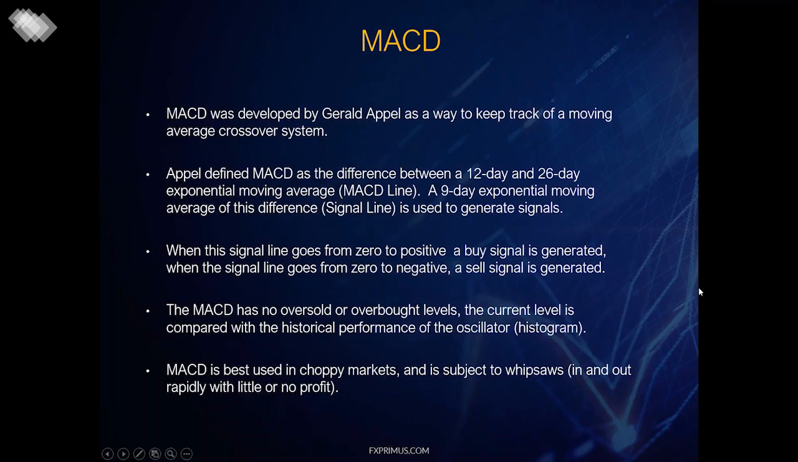Now, when the signal line goes from zero to positive, a buy signal is generated, in very general terms, of course. When the signal line goes from zero to negative, a sell signal is generated. The MACD has no oversold or overbought levels. The current level is compared with the historical performance of the oscillator, which is called the histogram. The MACD is best used in choppy markets and is subject to whipsaws.